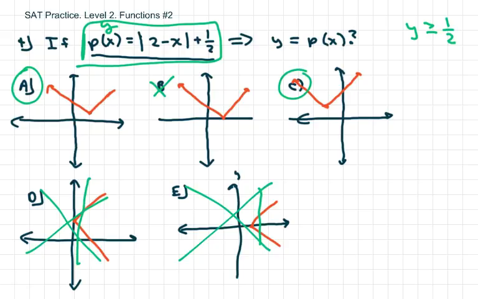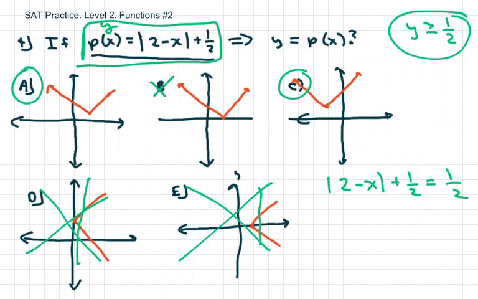So what we're going to do is just set this absolute value of 2 minus x plus 1/2 equals 1/2, because it has to be greater than or equal to 1/2. So we're just going to set it to 1/2. So you get absolute value of 2 minus x equals 0. And so 2 minus x equals 0. So 2 equals x. So that means the graph reaches its minimum point at x equals 2. So that means that answer A must be correct. Okay?